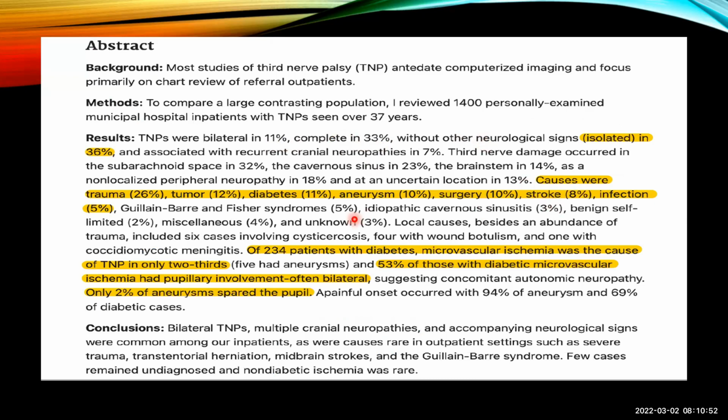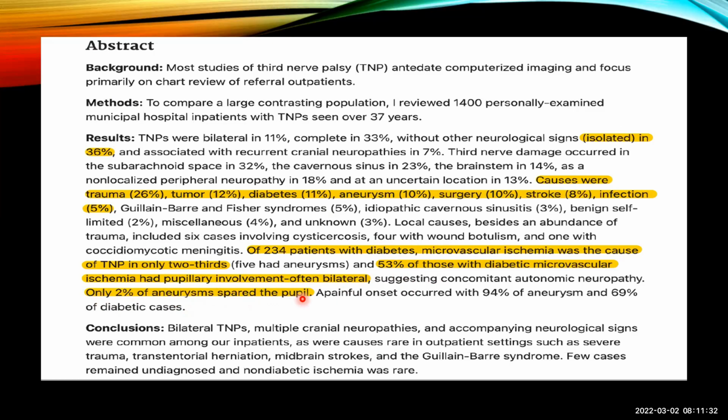The causes were reported as commonly trauma, contributing to 26% of the causes, followed by tumor, diabetes, aneurysm, surgery, stroke, and infection. It's interesting to note that out of 234 patients with diabetes, microvascular ischemia was the cause of third nerve palsy in only 2/3 of the cases. And 53% of those with diabetic microvascular ischemia had pupillary involvement and often bilaterally, suggesting a concomitant autonomic neuropathy in this case. And also note here, only 2% of aneurysms spare the pupil.